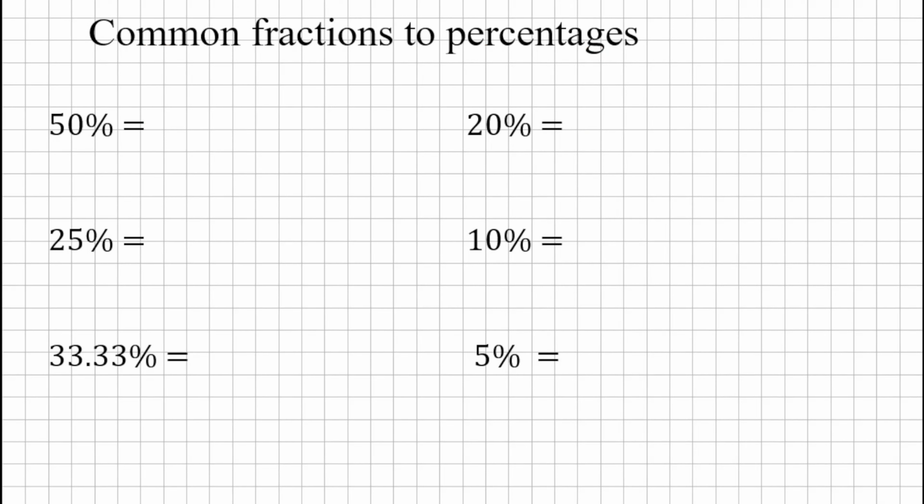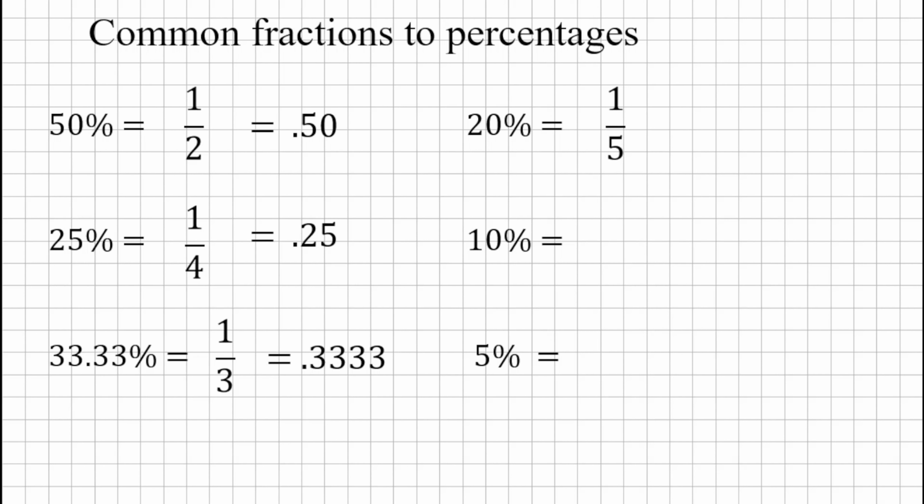The first trick to calculating percentages mentally is to learn the most common fractions and their equivalent in percentage or decimal form. 50% is equal to 1/2 and is written as 0.50 in decimal form. 25% is 1/4 or 0.25. 33.33% is 1/3 or 0.3333. 20% is equal to 1/5 or 0.20. 10% is easy. It's 1/10 or 0.10. 5% is 1/20 or 0.05.